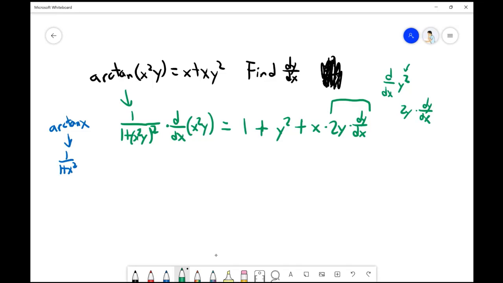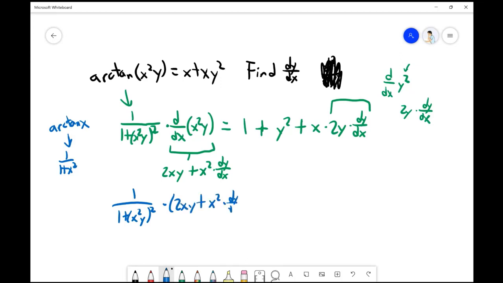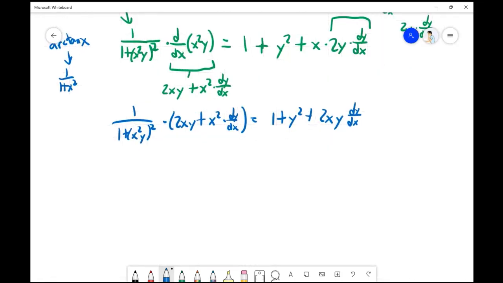On the left side, we didn't fully evaluate this yet, so let's do that real quick. Essentially, this is product rule, and you get 2x times y, where y remains untouched, plus x squared times dy/dx. This time x squared remains untouched. So overall, you get 1 over 1 plus x squared y squared times 2xy plus x squared times dy/dx equals 1 plus y squared plus 2xy dy/dx.